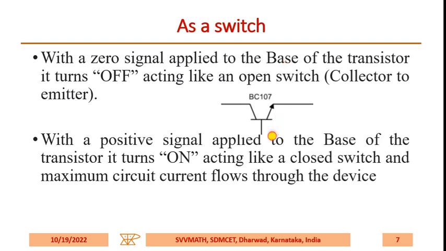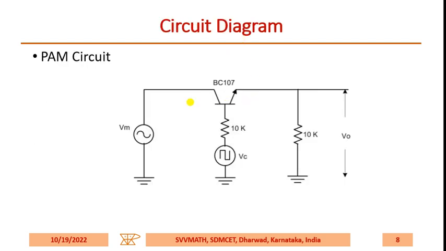With zero signal applied to the base, the emitter and collector will be off, or open circuited. When you apply something to the base, the emitter to collector will automatically be short circuited. You can pause the video and try to understand by reading these two lines. This is the PAM circuit diagram. Just now I told you we are going to use a transistor as a switch. When you apply a positive signal, it will be short circuited, and at other times it will be open circuited. Therefore, only at a particular time will the output and input be the same.